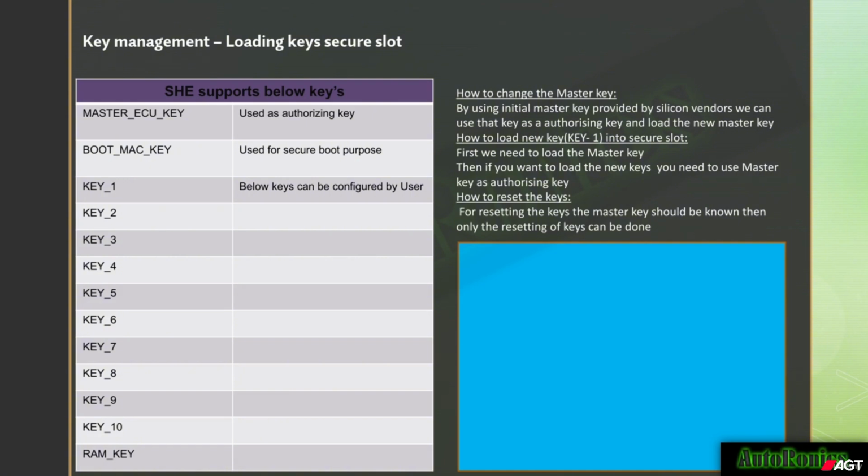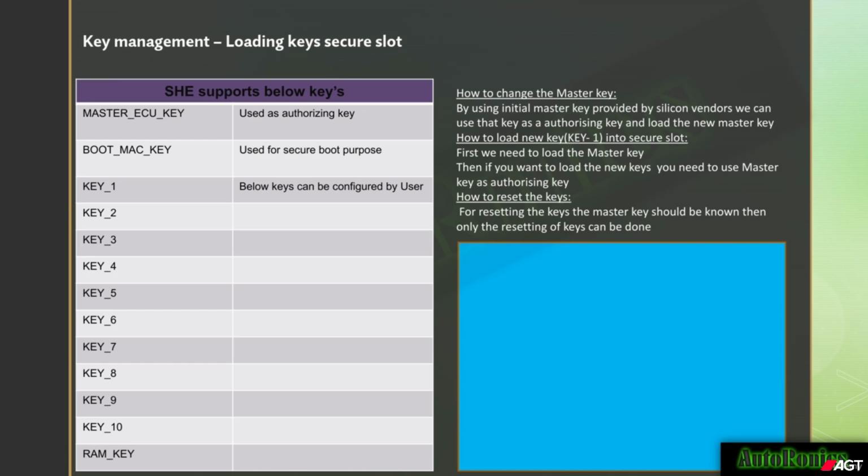Let's take three scenarios and we'll see the positive and negative scenarios of loading the keys. So let's first take how to change the master key. Before loading the new keys, we need to load the master key. So how can we do it? By using the initial master key provided by the silicon vendors, we can use that key as an authorization key and load the new master key.